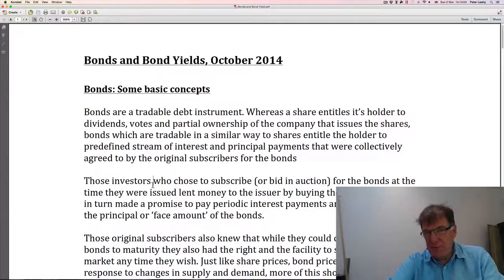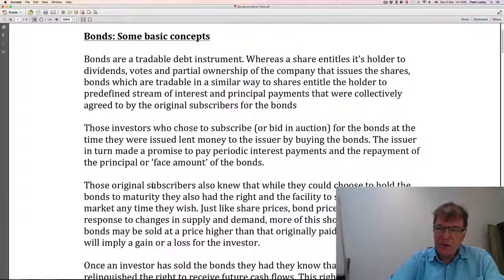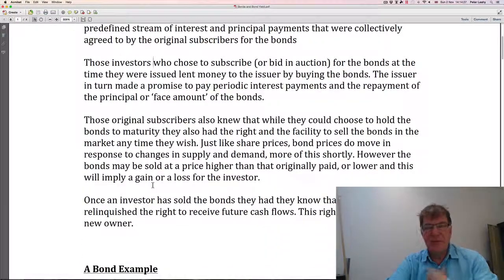The original subscribers for a bond at the time it's issued have in a sense lent money to the issuer. Those subscribers may choose to either hold the bond to maturity or indeed to sell it in the market at an earlier point. If they sell it in the market, it may of course be at a higher price or at a lower price. So that's what I want to explore, just some of the features of bonds really, and this idea that the price can move. The bonds have a market price that can go up and down.